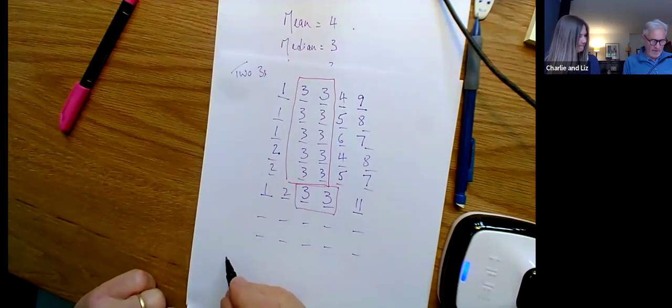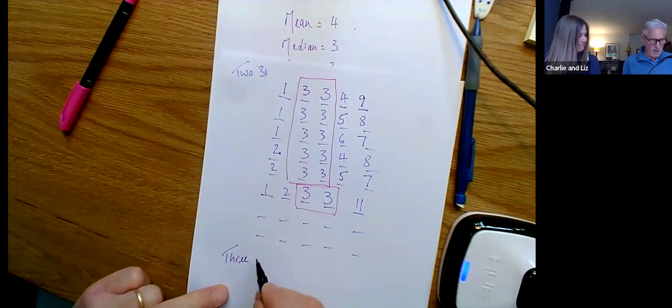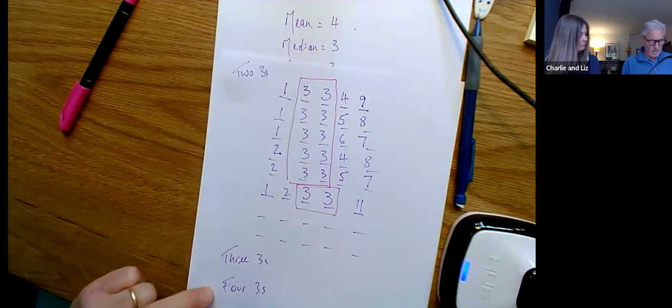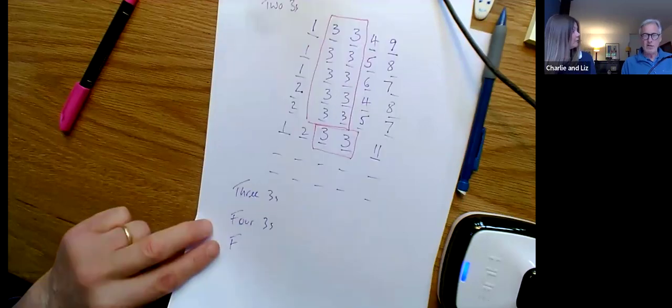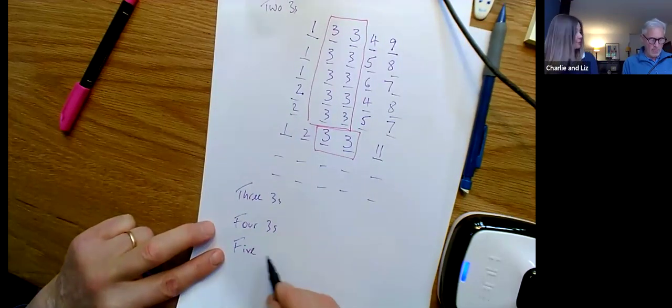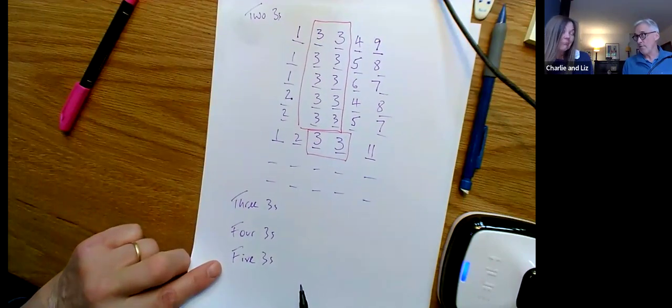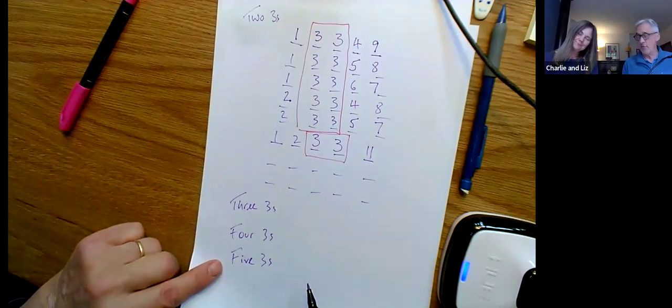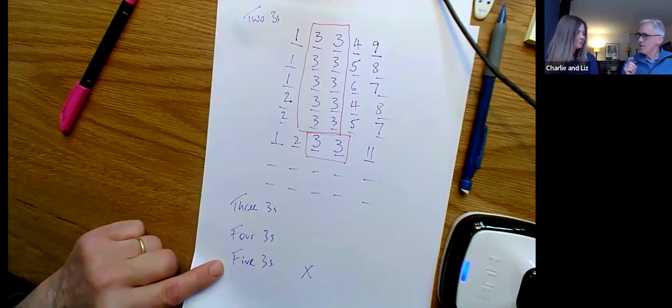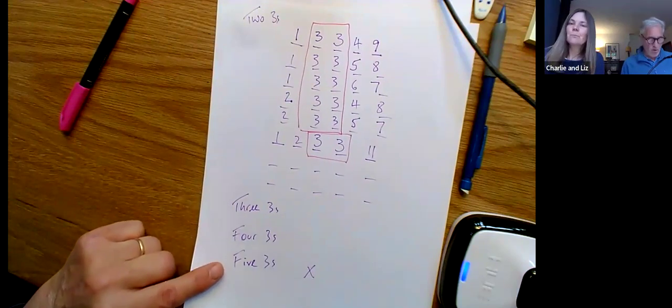But we could have 3 3s. 4 3s. And I'm going to write 5 3s, but I know that's not going to be possible because the mean is not going to be 4. Exactly.